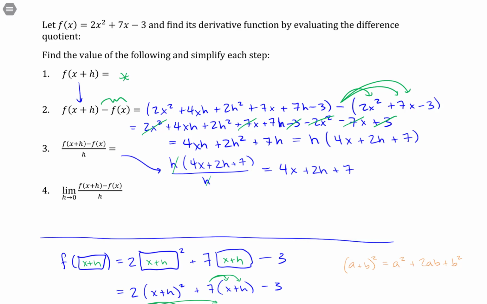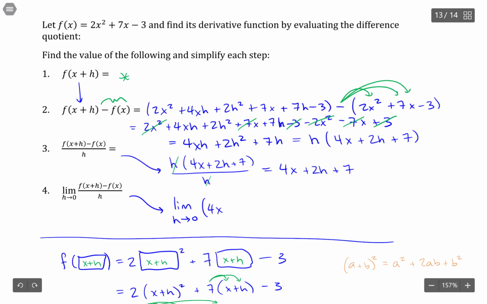Part 4, all I have to do now is to take this limit. So it's the limit as h goes to 0 of what we have from part 3, which is 4x plus 2h plus 7. And if I let h go to 0, the only thing that happens is this term right here would go to 0, leaving me with 4x plus 7.